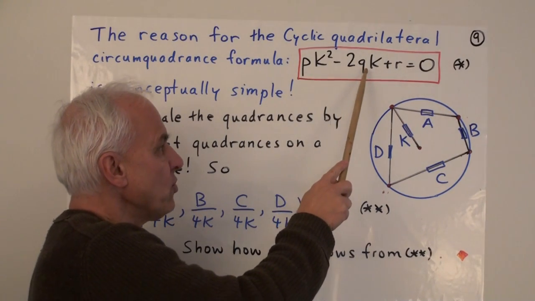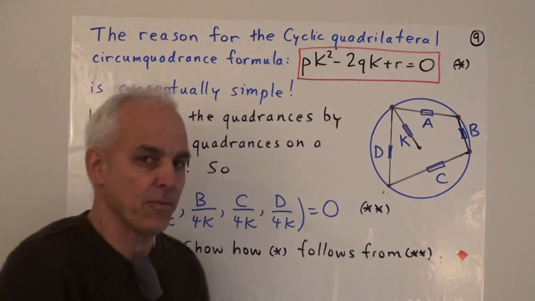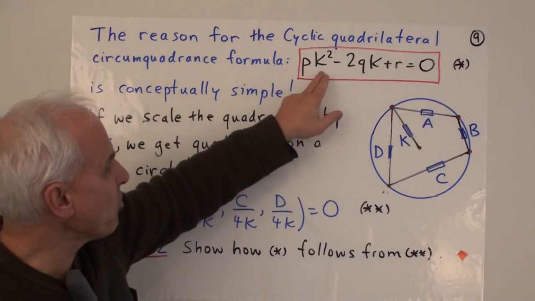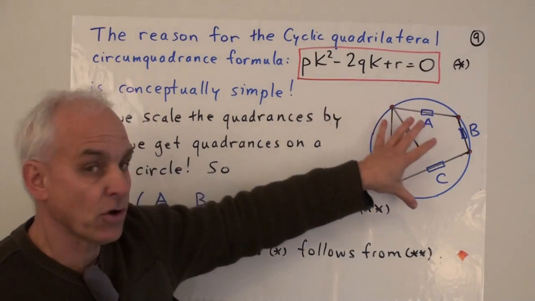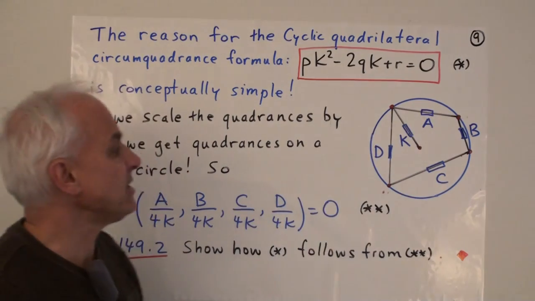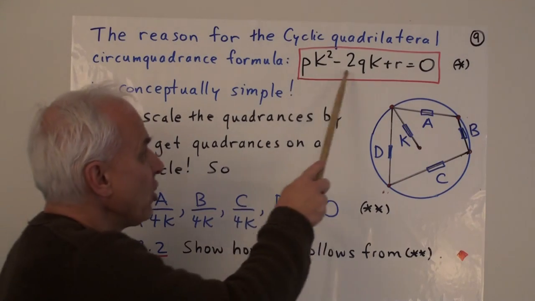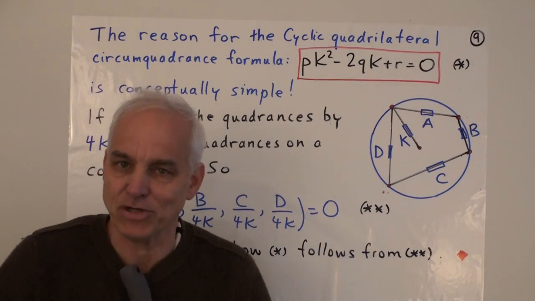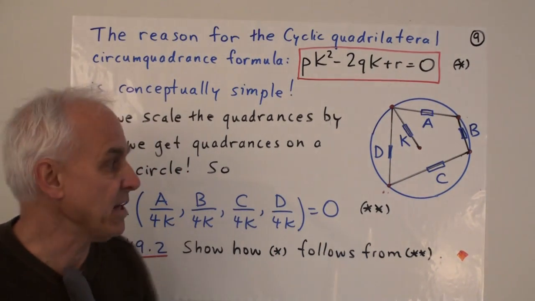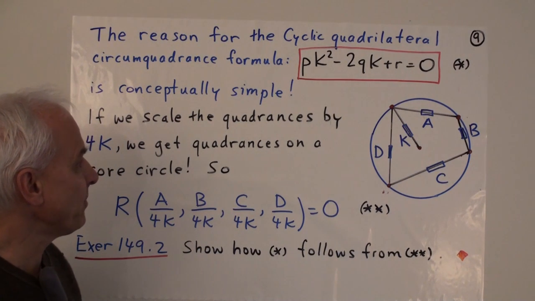pk squared minus 2qk plus r equals 0. A formula for the circumquadrance of the circle which contains a cyclic quadrilateral with these quadrances as A, B, C, and D. And P, Q, and R are those rather lengthy expressions built from the A, B, C, and D's that I showed you on the previous page.